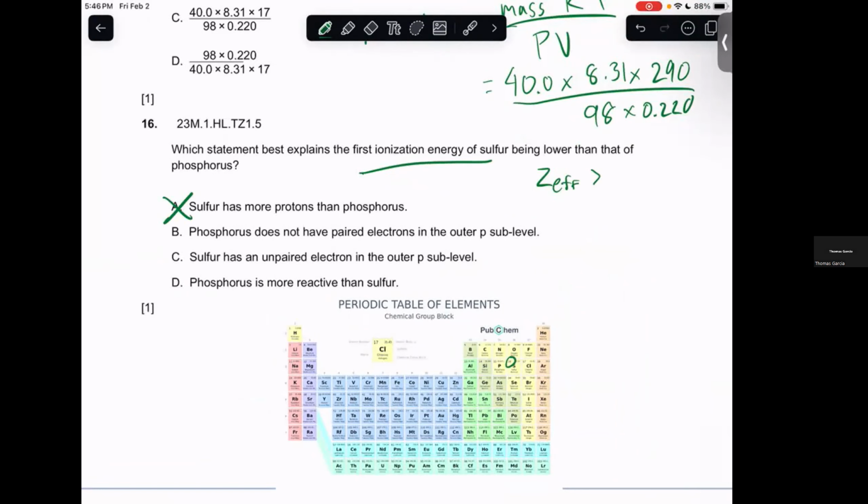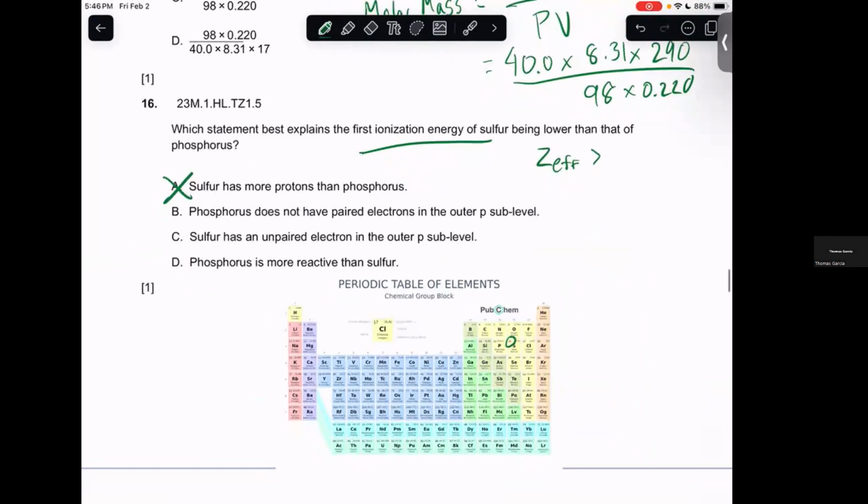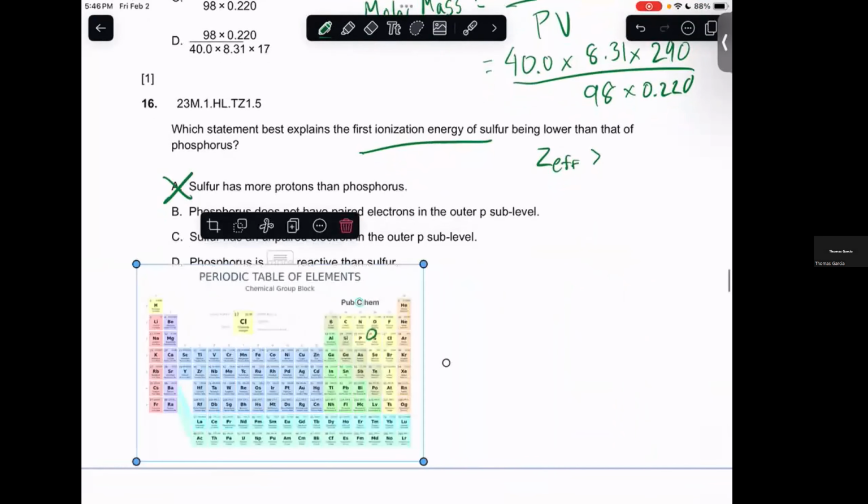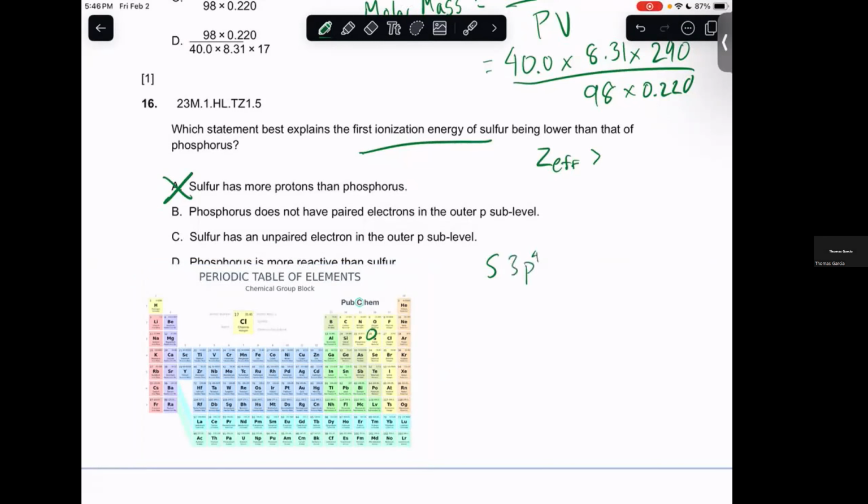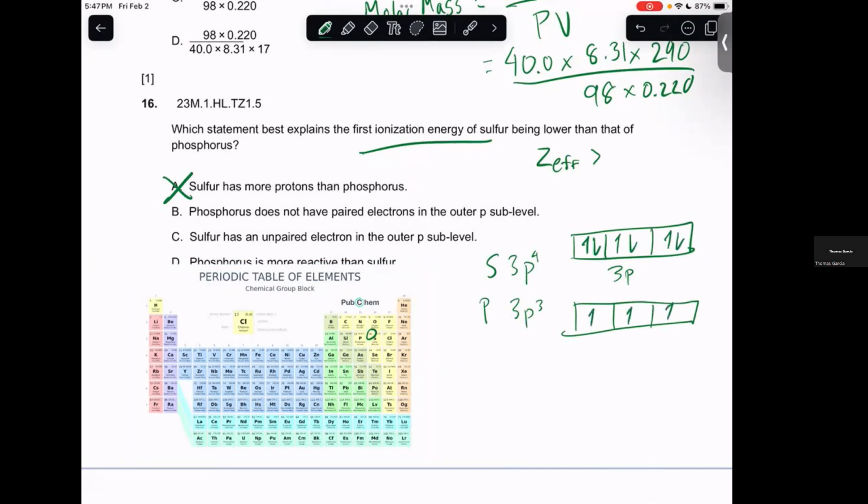Phosphorus does not have paired electrons in the outer p sublevel. Well, if we once again look at our periodic table and we look at our p sublevel, sulfur has 3p4 and phosphorus has 3p3. So if we look at the electron diagram and we look at our 3p sublevel, and I'm going to do the same thing for phosphorus, 3p sublevel. Sulfur has, would you look at that? Sulfur has, ooh, actually I messed that one up. Sulfur only has 4 electrons.